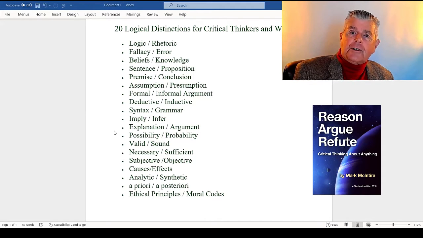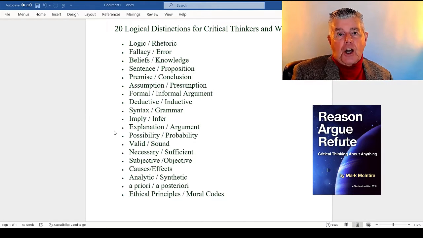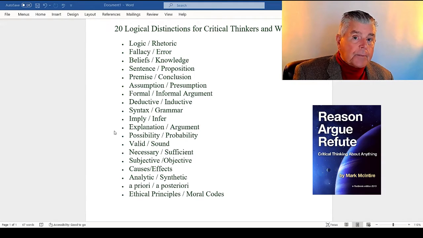A fallacy is not just an error, it's an error specific to the process of reasoning. If you can't balance your checkbook, well, that's an error. But a fallacy is a break in the process of reasoning so that the premises can never lead you validly to that conclusion.